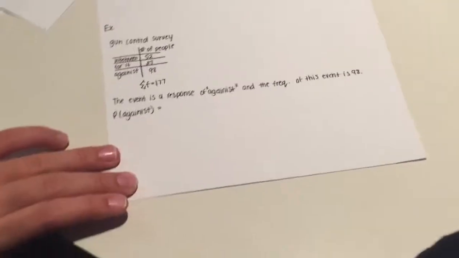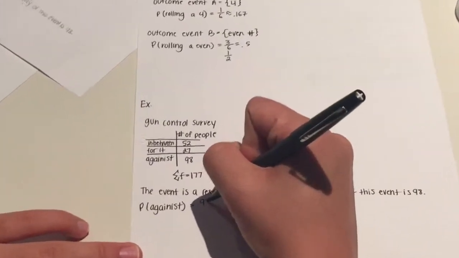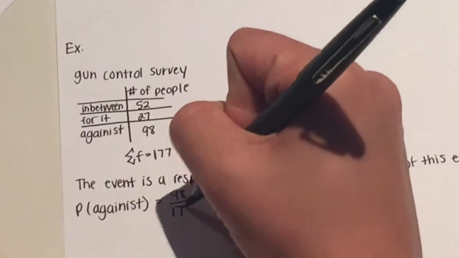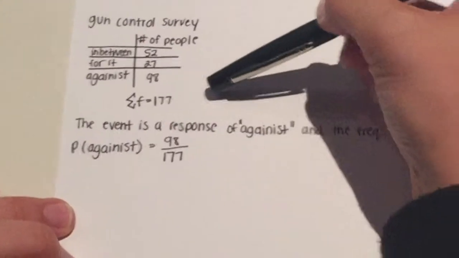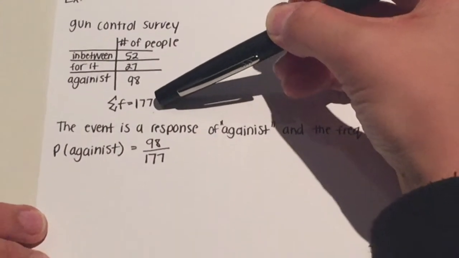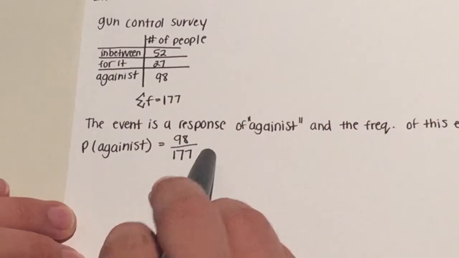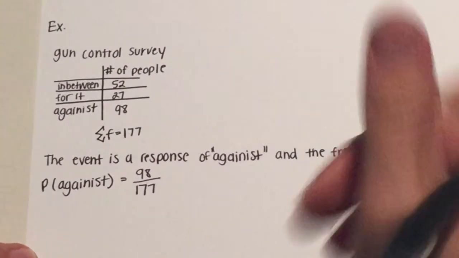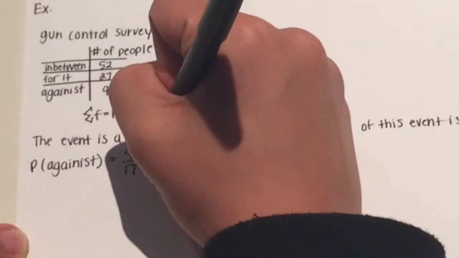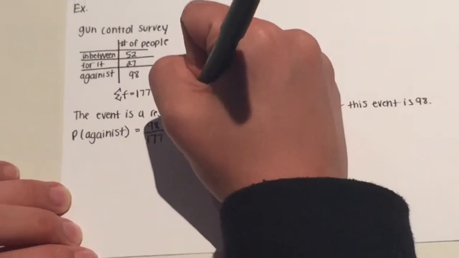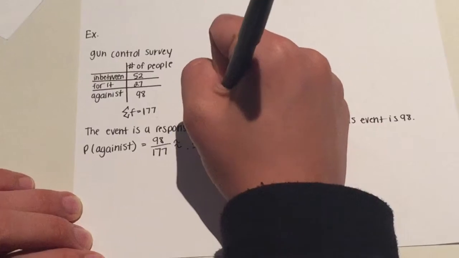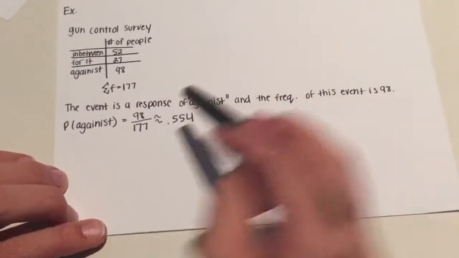So what we're going to be doing is dividing 98 by 177, because the total frequency is 177, and the frequency of the event we're trying to find is 98. And 98 divided by 177 is approximately 0.554. So that would be your answer in this situation.